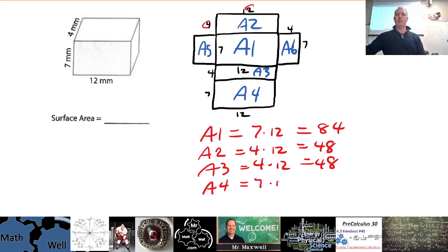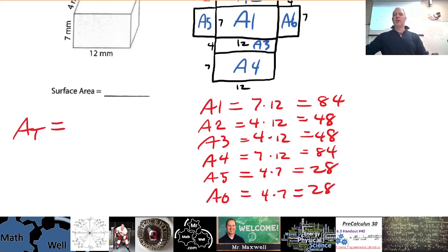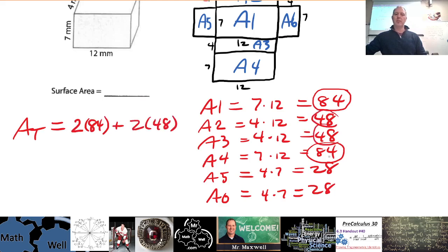A4, that's the back side here now. 7 times 12 is 84. And then the two sides, so A5, and I'll do them all separately because I think that's probably the best. A5 is 4 times 7, which is 28. And A6 is the same. 4 times 7 is 28. So AT equals, now you can just go ahead and add up all of the numbers. And if you want, at this point, it's no problem. You can combine the like ones. So you can go 2 times 84 plus 2 times 48 plus 2 times 28.